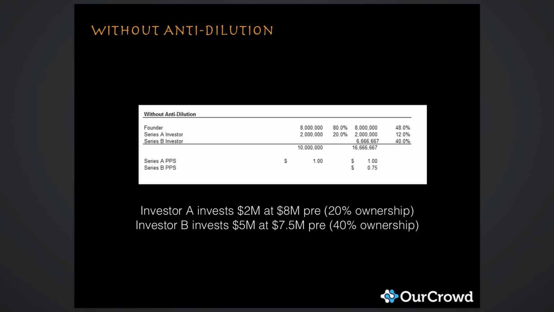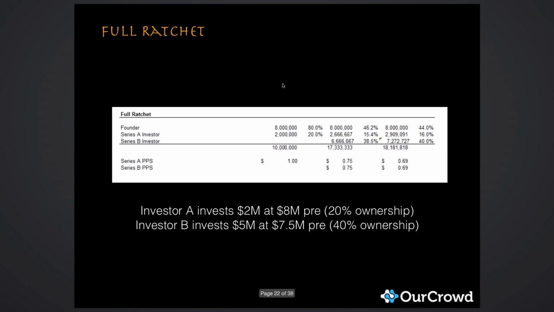If you look at the first column, that shows that the founder has 8 million shares, the Series A investor has 2 million shares, and the split is 80-20. Now, if Series B comes along and buys 40%, that means that the founder and Series A are both going to be diluted by 40%. And that's how you go from the founder having 80% to 48%, and the Series A investor going from having 20% to 12%. And as you can tell in the price per share, the Series A investor had paid $1 per share, and the Series B is paying 75 cents a share.